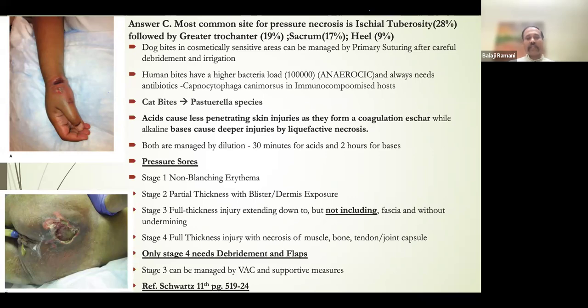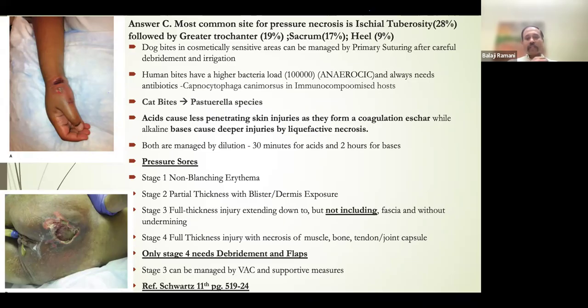Now, remember that stage 3 can be managed by VAC dressings and supportive measures. It's not always necessary to plan for a debridement. Stage 4 is the one which is full thickness down to the bone with necrosis of muscle, bone, tendon, etc. The very bad bed sores, for example, this is a stage 4 bed sore where everything is down. You can see that the fascia is already starting to necrose, and it's probably the sacrum which is seen there. That kind of thing you cannot manage without a debridement and a flap cover.